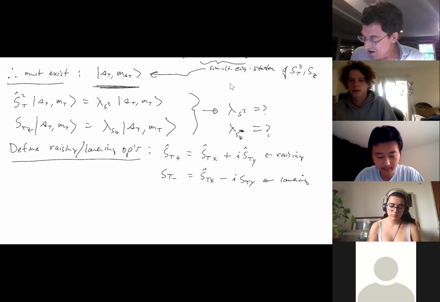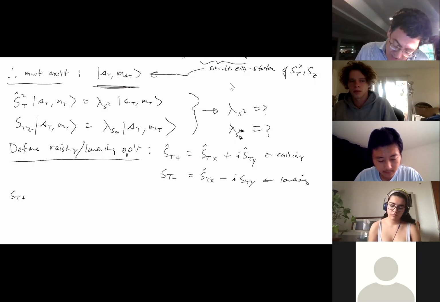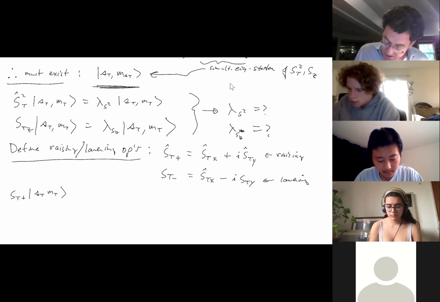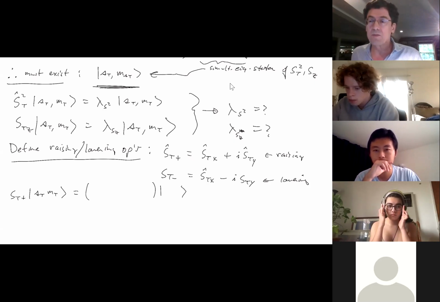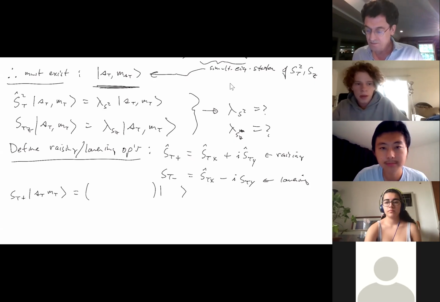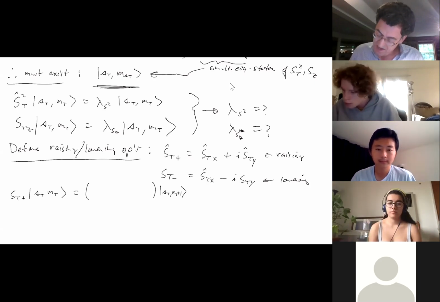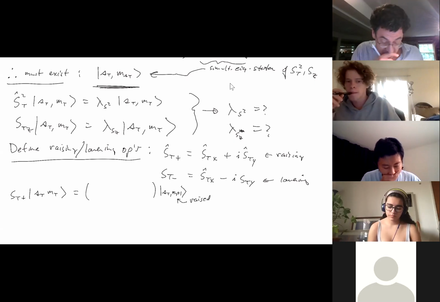Then we can do some clever math, which you did last semester, and it's very straightforward to show that if I take S total plus, my raising operator, and act on the state S total, M total, then it's going to equal some constant times a new state. Can someone tell me what that new state is? Is it S, M plus 1? Exactly. S total, M total plus 1. It raises the eigenvalue of S Z. It's raised, and then there's some constant living in there.